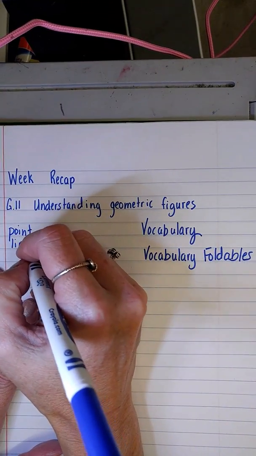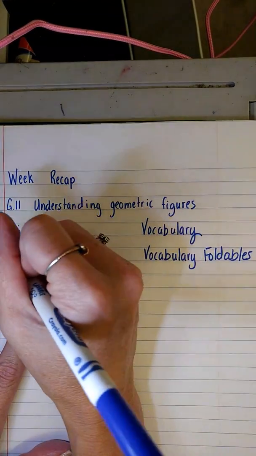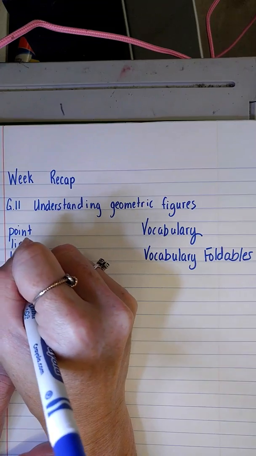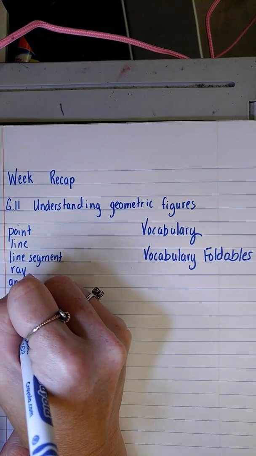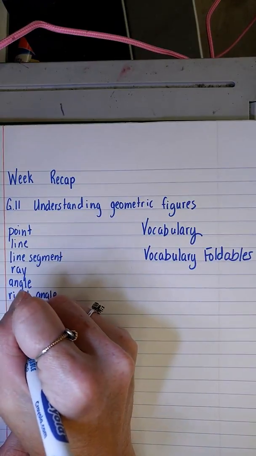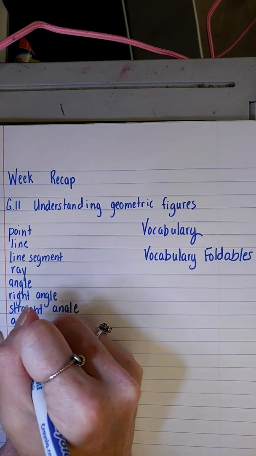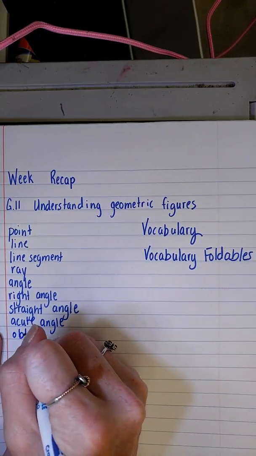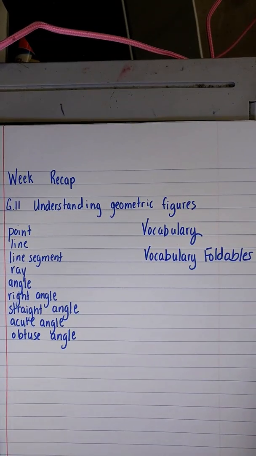They learned about what a line is, the definition, how to draw it, and how to write it. They learned a line segment, and they learned a ray for one part. They learned angle, right angle, straight angle, acute angle, and obtuse angle. So that was what we focused on at first.